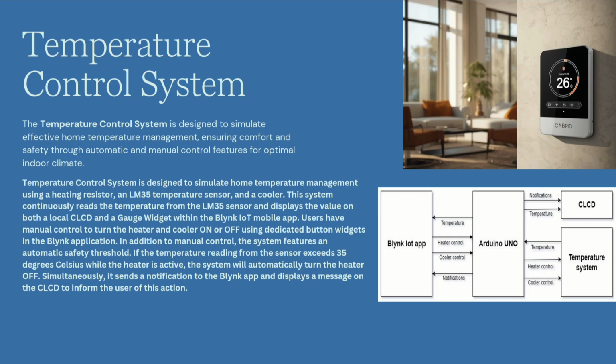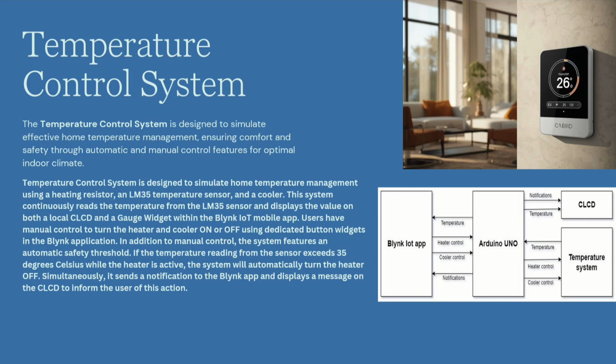The system continuously reads the temperature from the LM35 sensor and displays the value on both the local LCD and the Blynk IoT application. Using the manual control, we can turn the heater on or the cooler off, which we can also do manually using these dedicated buttons in the Blynk IoT application.